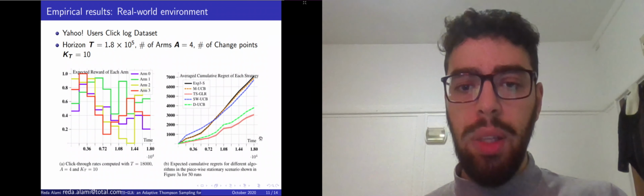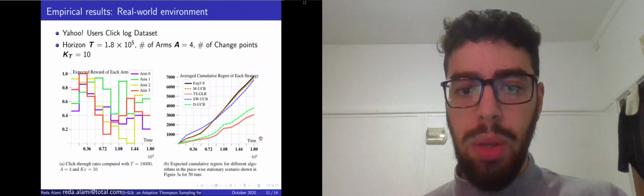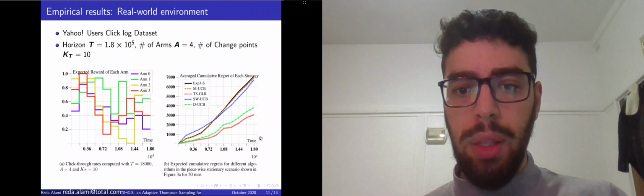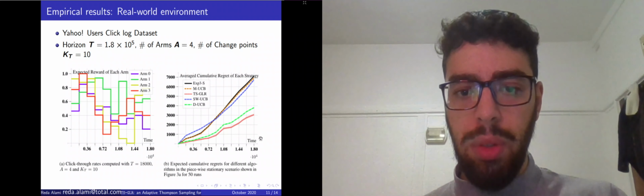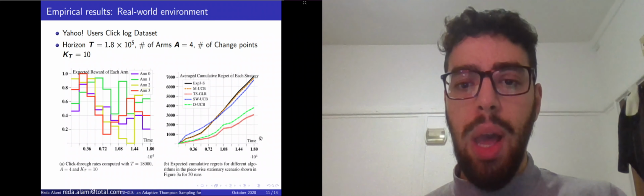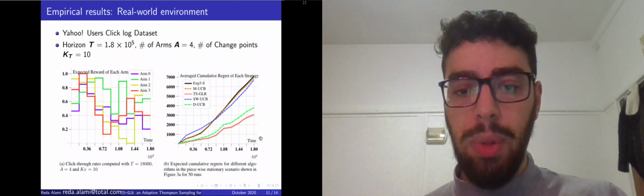We also validated the Thompson sampling GLR using a real-world environment, and in this case we used the Yahoo users click log dataset. Again, in this case, the Thompson sampling GLR beats state-of-the-art algorithms.